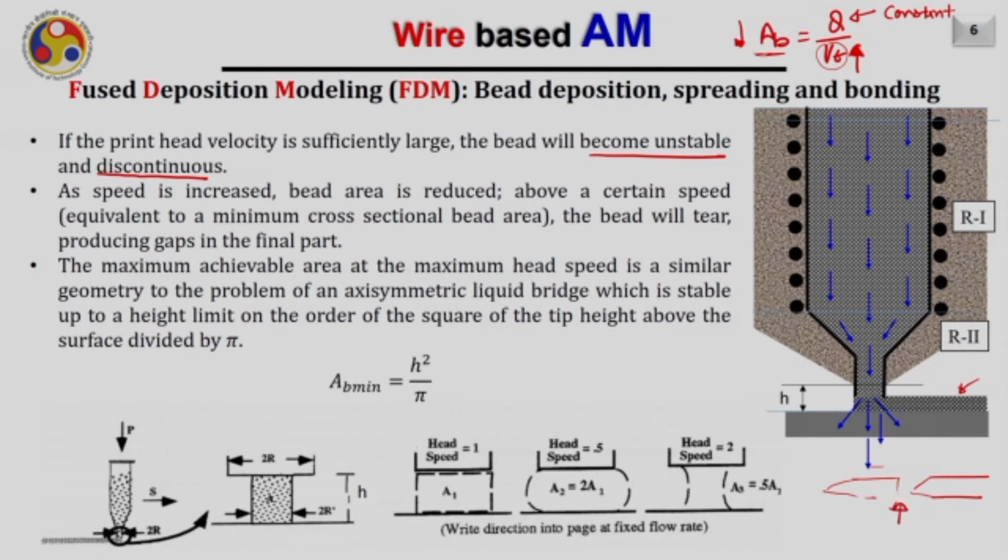So the minimum achievable area at the maximum head speed V_t is a similar geometry to a problem of an axisymmetric liquid bridge, which is stable up to a height limit on the order of the square of the tip height above the surface divided by pi. So if the distance between the die opening and the substrate is high, which I usually call the standoff distance, if this height is h, then the minimum possible area of the bead can be given as h squared by pi.